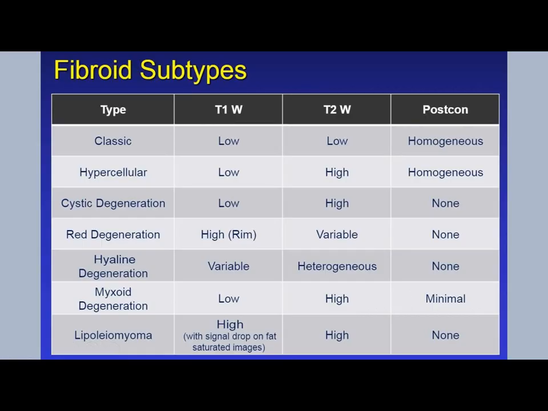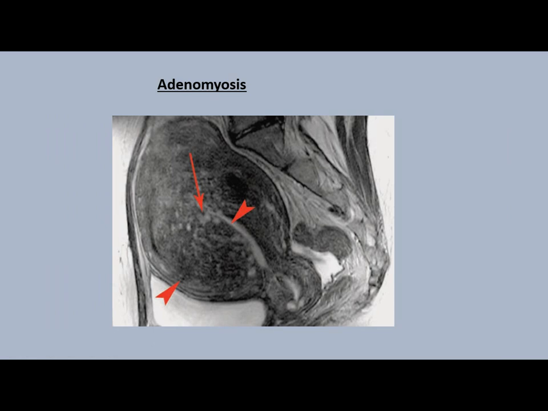This points to the types of fibroid: cellular, cystic degeneration, red degeneration. They all appear as different images. Of course, we have no time for that.